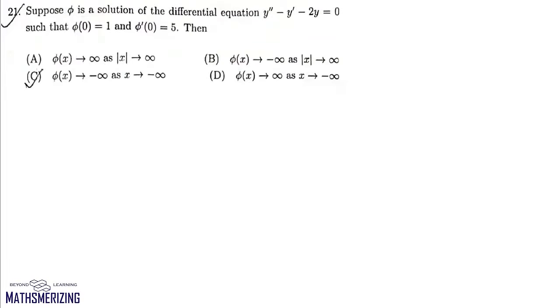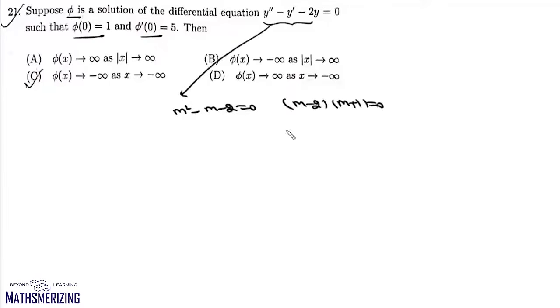Now question number 21 is, suppose phi is the solution of this differential equation such that phi(0) is 1 and phi dash (0) is 5, then which of the following options is correct? Now we are given a second order differential equation. We can write this as m square minus m minus 2 equals 0. So it will be (m minus 2)(m plus 1) equals 0. So the value of m is 2 or the value of m is minus 1.